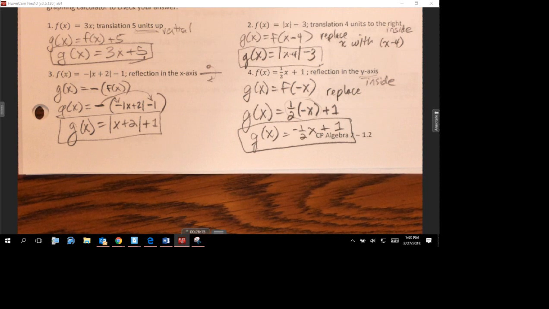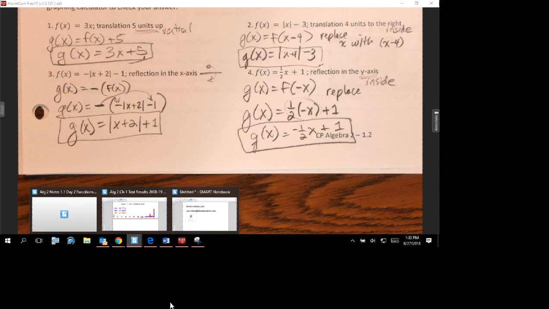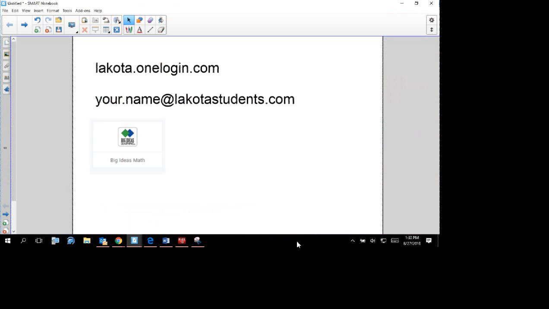All right, I'm going to keep this recording because if somebody's not here and they want to know how to get on the computer, I'm going to show you guys some stuff. But that's all we're doing for notes for today. So you need to get on, and you need to log into One Login. You can get on the computer, go to One Login, and I have the website up here on the board.